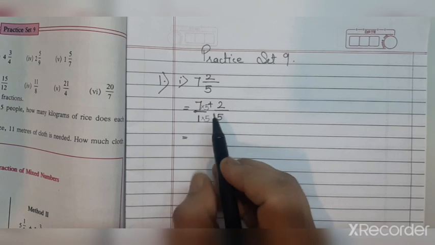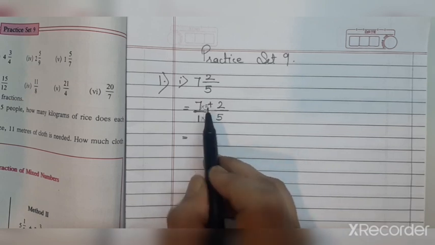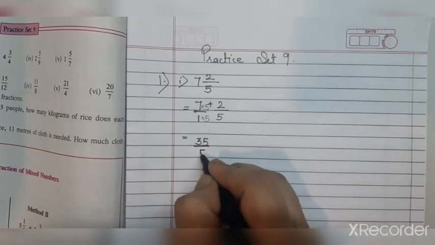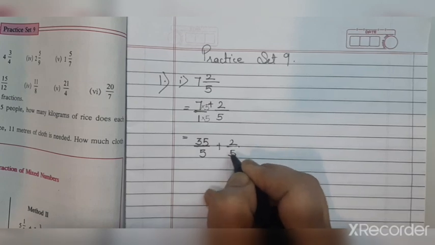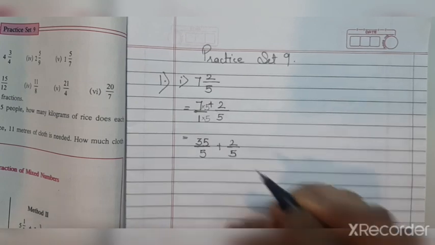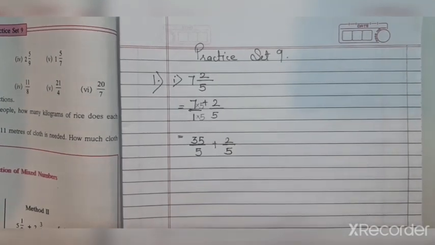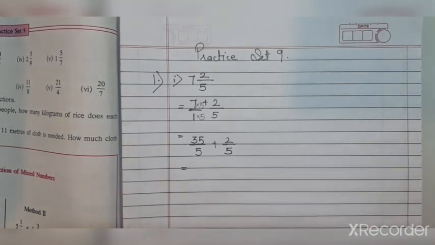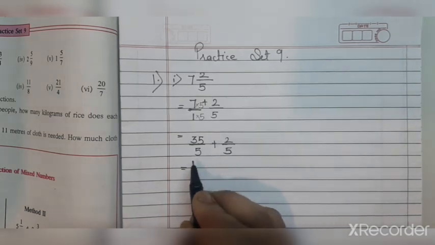So now what will be the next step? If 1 5s are 5, 7 5s are 35. So 7 5s are 35, I write here, upon 5 plus 2 upon 5. Now I got the denominators same. You have studied in the earlier standard that when we are solving sums like addition or subtraction with fractions, their denominators should be same. Now since here we have got denominators same, we can add.